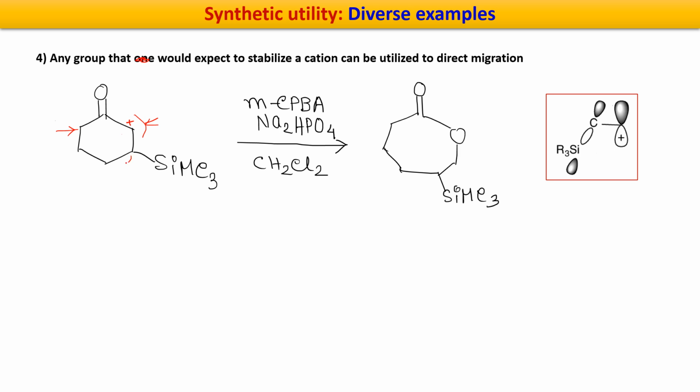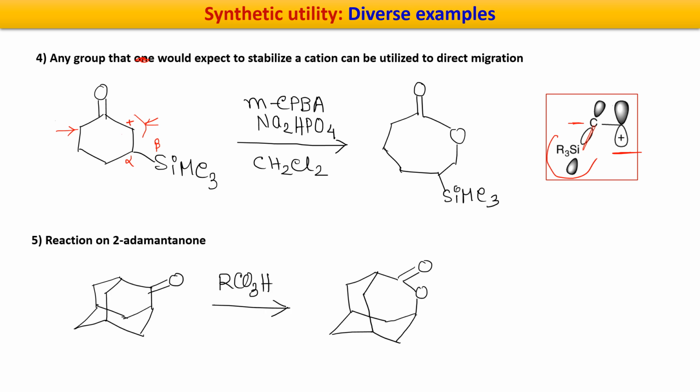With respect to this carbocation, this is the alpha and this is the beta position, and we know that when there is a beta silyl group, as you can see here, this is our carbocation with the vacant p orbital, this is the alpha position, then we have the beta position, the beta silyl group. This type of beta silyl group, this carbon silicon bond, helps in the stabilization of the carbocation, and that is why any group which we can expect to stabilize the carbocation can direct the migration. That is why we get specifically this product, not the other side, and we get this cyclic ester.